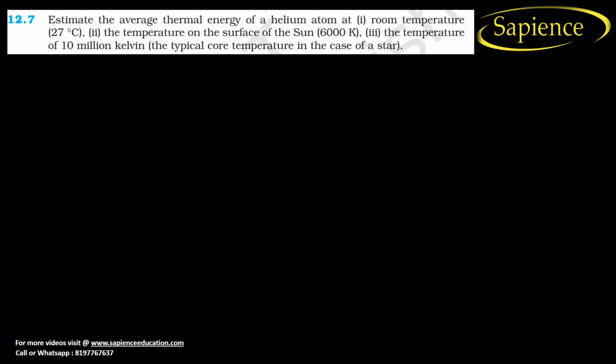Now let us go for question number 12.7. Let us read the question first. Estimate the average thermal energy of a helium atom at room temperature, that is 27 degrees Celsius, the temperature on the surface of the Sun, that is 6000 Kelvin, and the temperature of 10 million Kelvin, the typical core temperature of the stars.